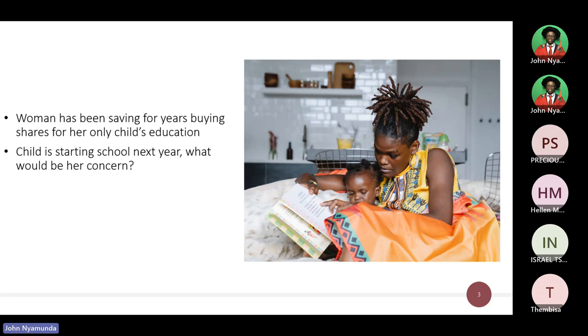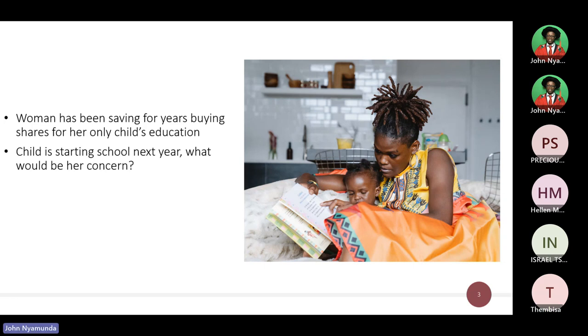Okay, we start as always. Remember, I can't come and lecture for 1.5 hours and think it was worthwhile. We have to participate. So we have a woman who has been saving for years, buying shares for her only child's education. You can see she's trying hard, doing all the good things. The child is starting school next year. That's why she's trying so hard. What would be her concern?